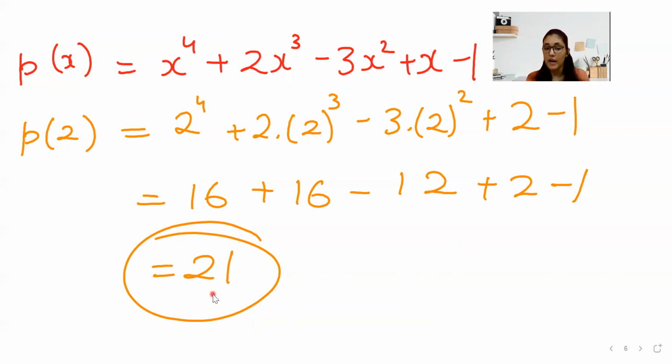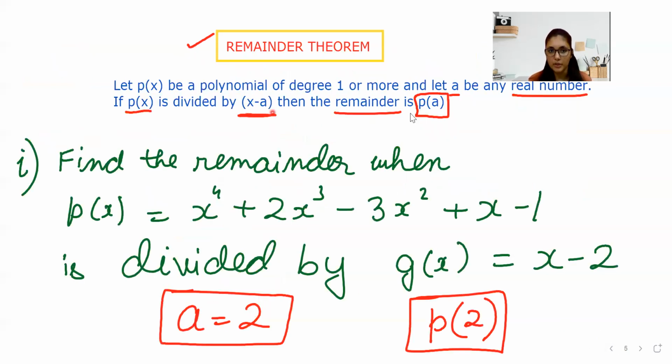So you don't have to divide, and you don't have to check your answer, and you don't have to find the remainder after doing the division. You can just find the value of the polynomial when x equals a. So this was all the remainder theorem.